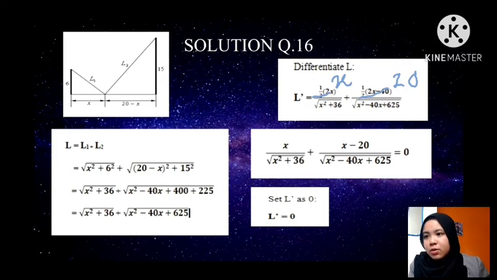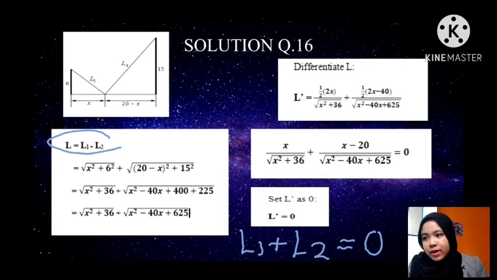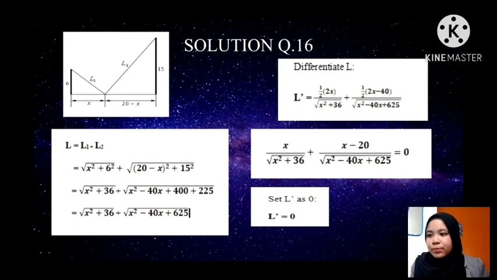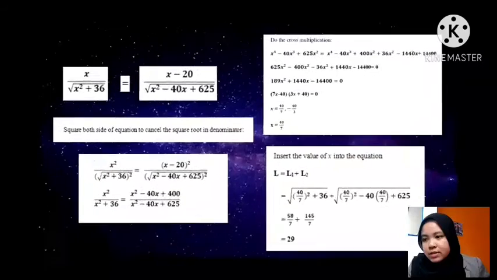Once you differentiate the L1 and L2, you can see that you can cancel out the 2. So I'm just going to cancel out. And then you will get x over square root of x squared plus 36 plus (x minus 20) over square root of x squared minus 40x plus 625. After that, L prime equals 0. So L prime equals L1 prime plus L2 prime, so L1 prime plus L2 prime equals 0. Once you see this equation, obviously you have to move L2 to the right hand side of the equation. So you will get like this.